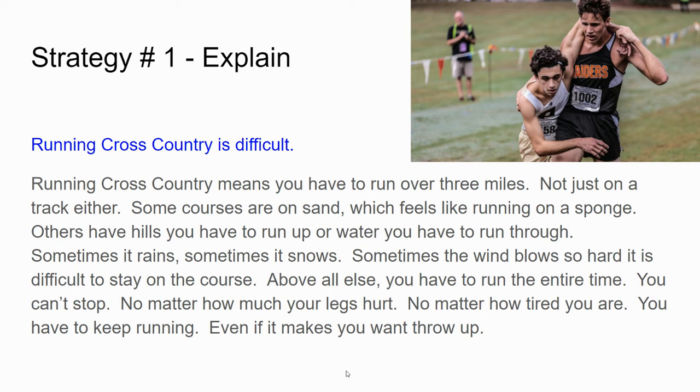So the first one is just to explain. And by explaining, we mean giving as many details as possible. Consider the 5 W's: who, what, where, when, why, and the 1 H, how, when you're trying to explain something. So our sentence here, running cross country is difficult. Okay, that may be true, but we want to elaborate. We want to expand upon it.